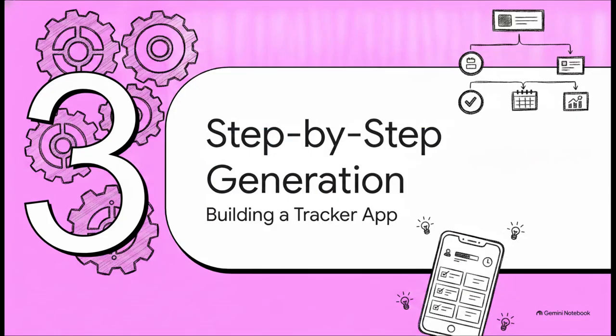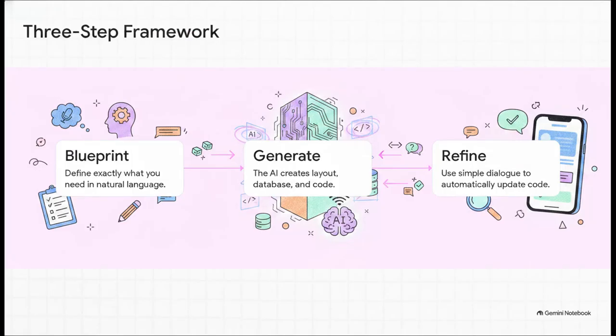Section 3, Step-by-Step App Generation. The beauty of this is that instead of settling for generic, off-the-shelf apps that kind of do what you want, you can build exactly what you need. And you do it using a super simple 3-step framework. Define the blueprint, generate the app, and refine with dialogue. Let's walk through this using a custom daily productivity tracker as our example.